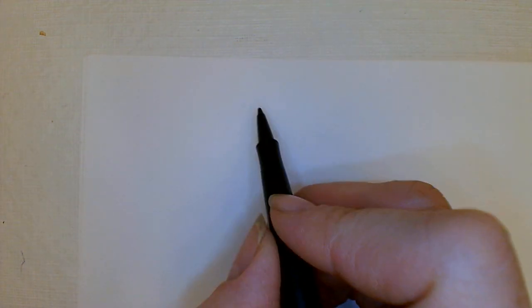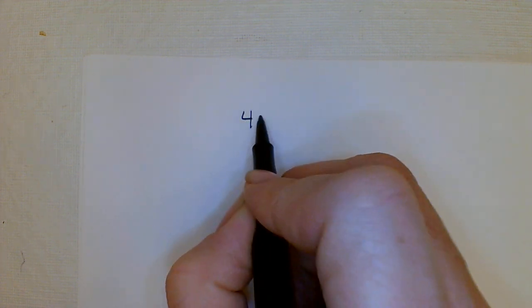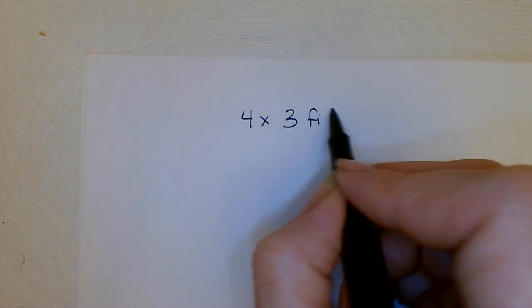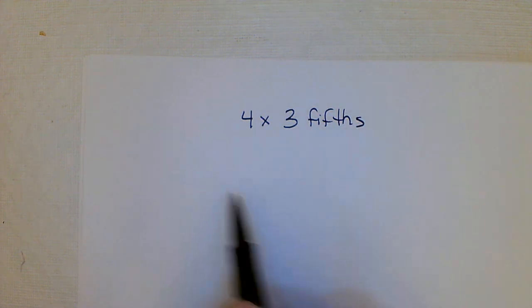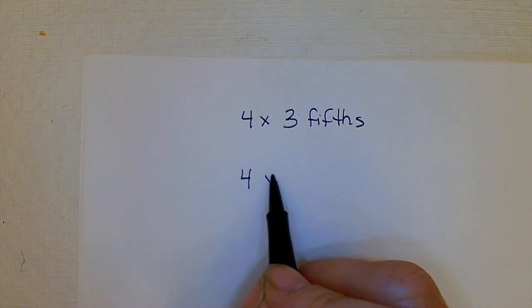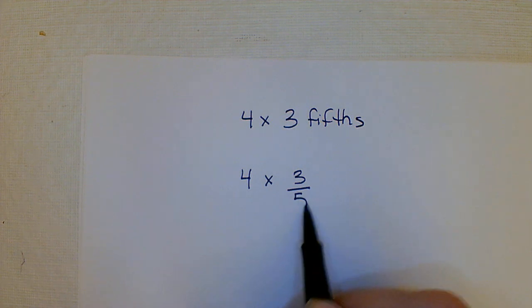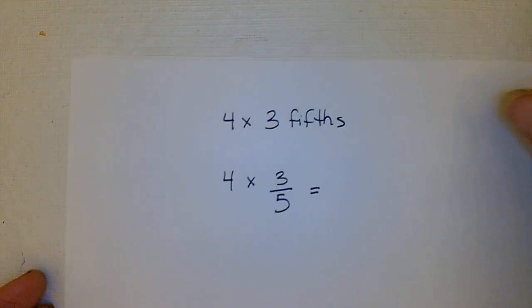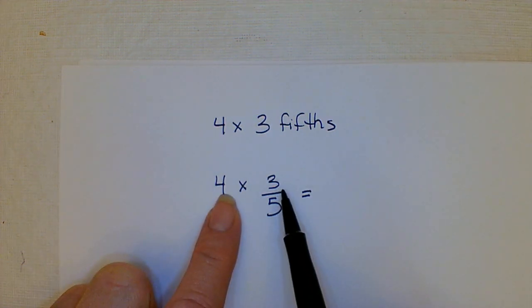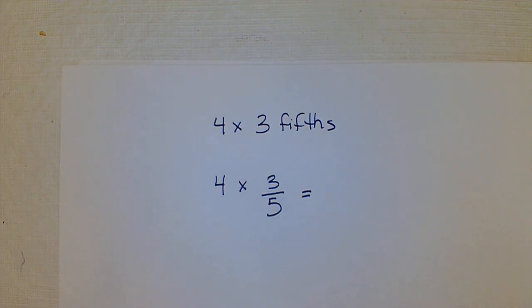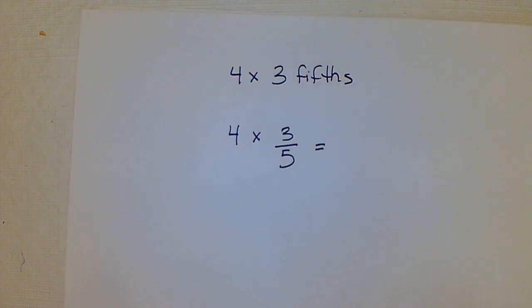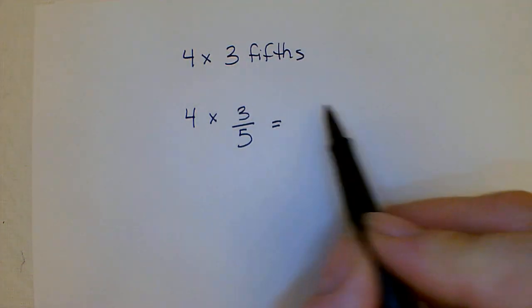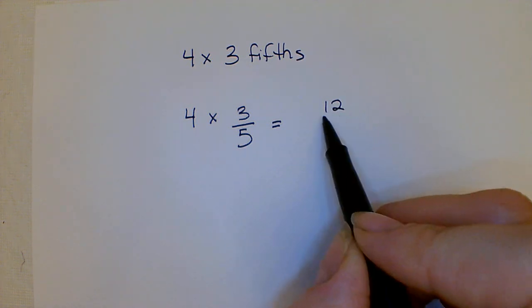So if I have 4 times 3 fifths again, I'm just going to write it again here so that we know what we're working with. And what you should have learned before is that we were simply multiplying 4 times 3 and holding on to that fifths. And so you would end up with 12 fifths.